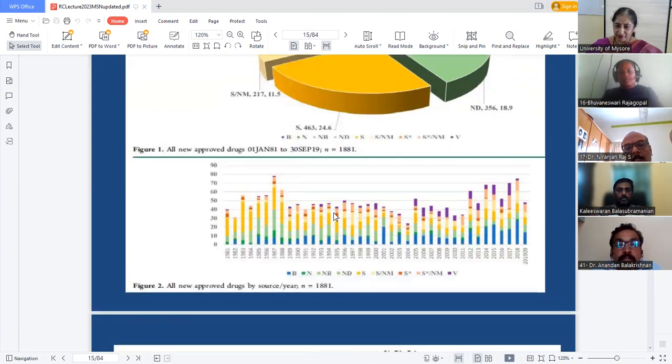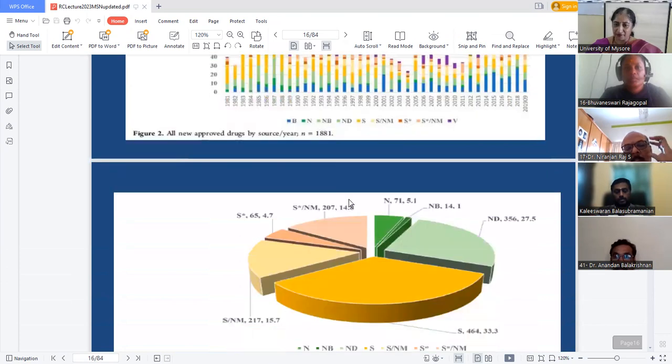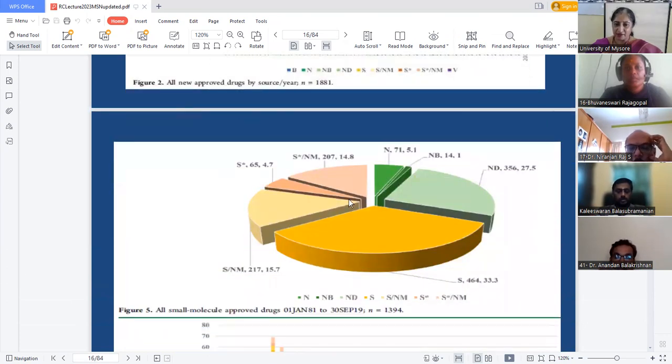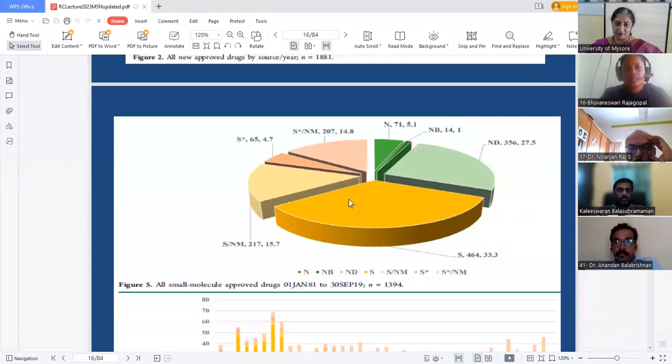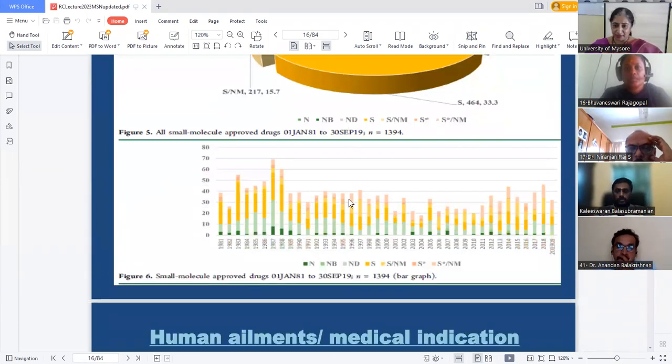The same data is published in a bar graph, which shows that probably in 1997 and 2018, a great percentage of drugs came to the market. Similarly, we also have small molecule approved drugs, wherein again, synthetic molecules play an important role.